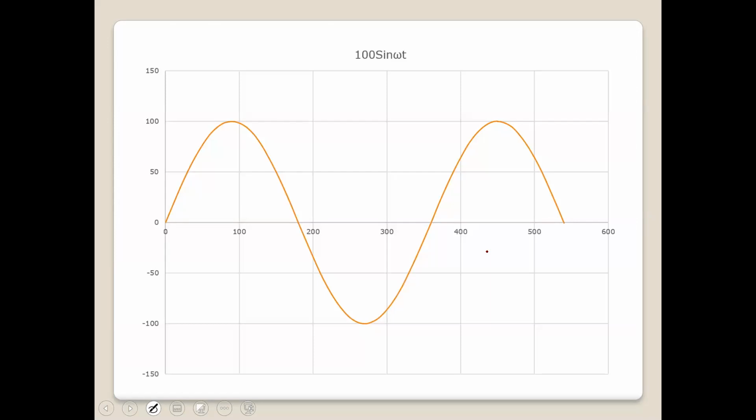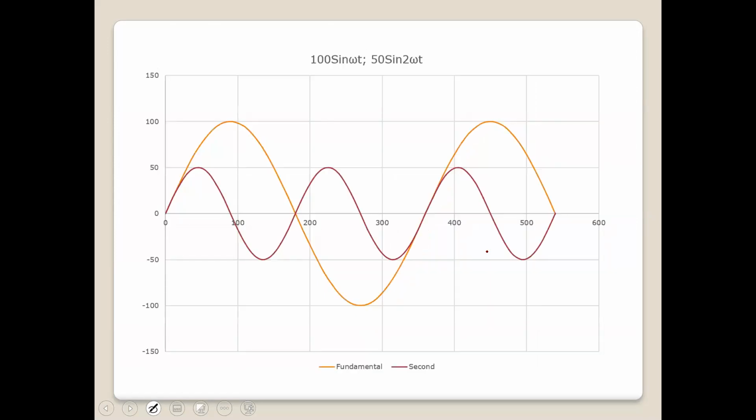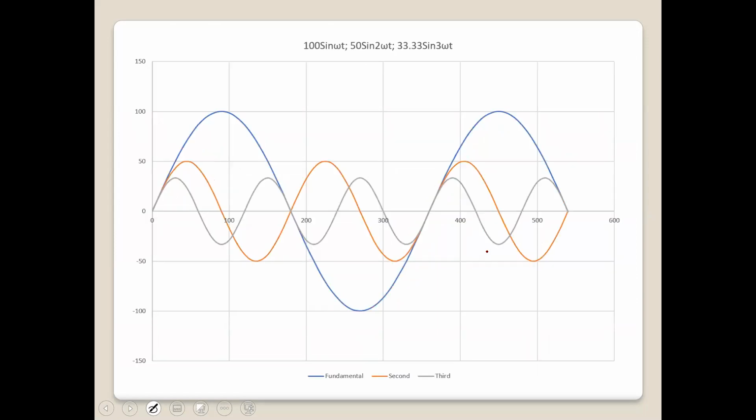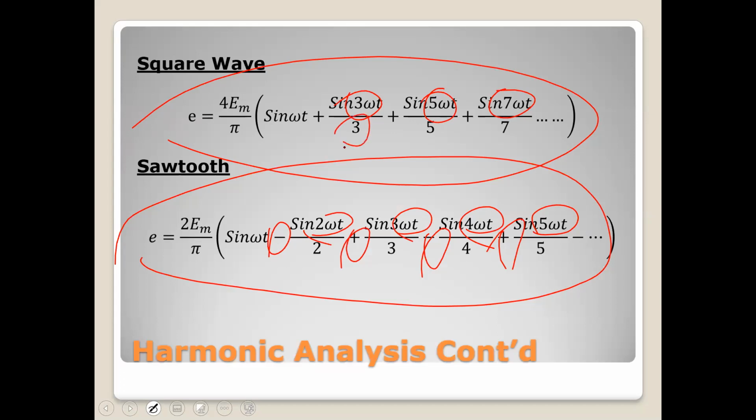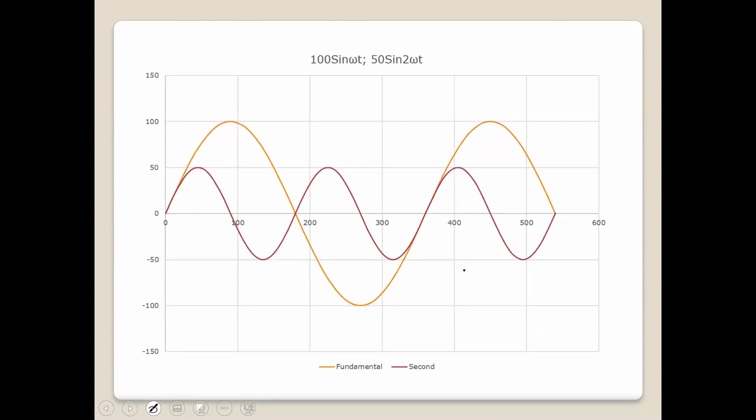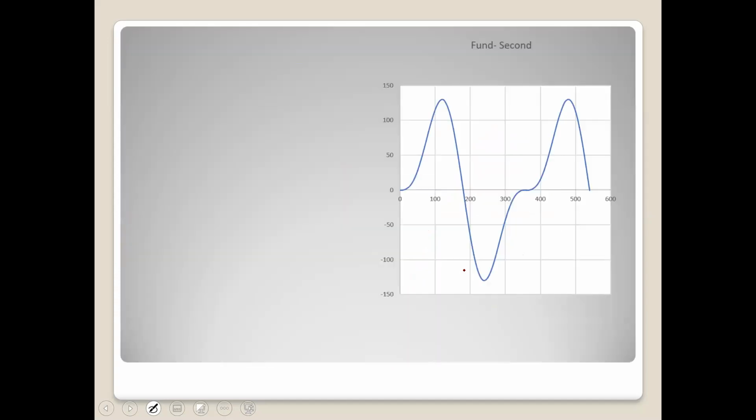All right, so we have here 100 sine omega t. We have our 50, we have our 33. Note what I'm now doing. Here we have the 2, 3. So I'm putting in the actual component. So we start with a half, then 1/3, then a quarter. All right. So that's a third.